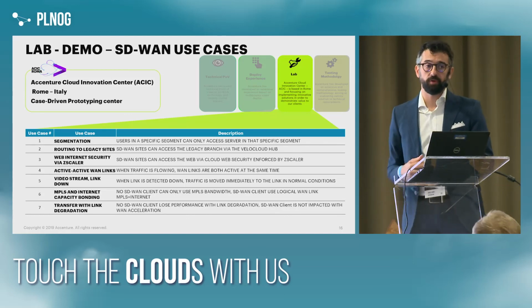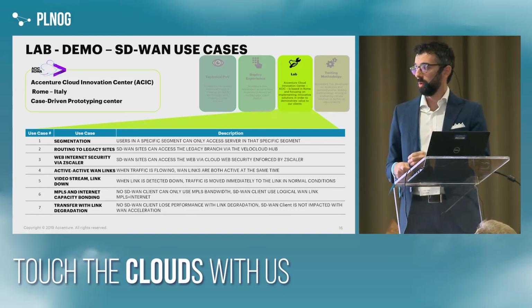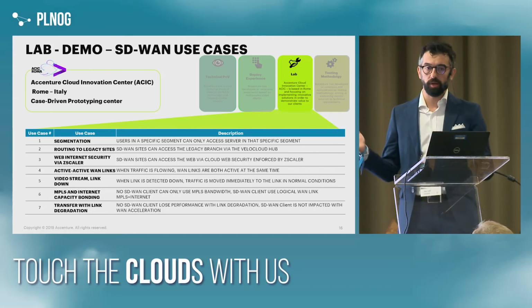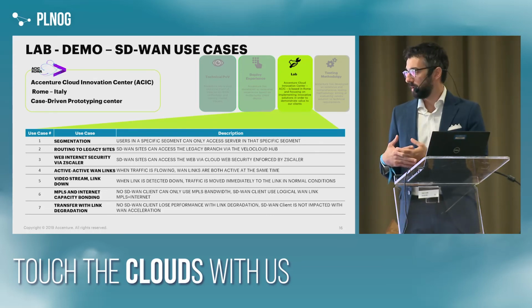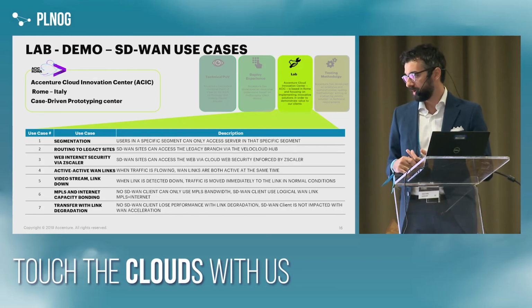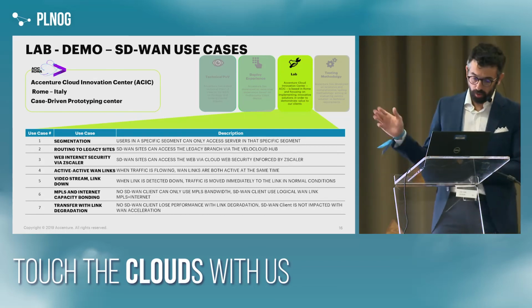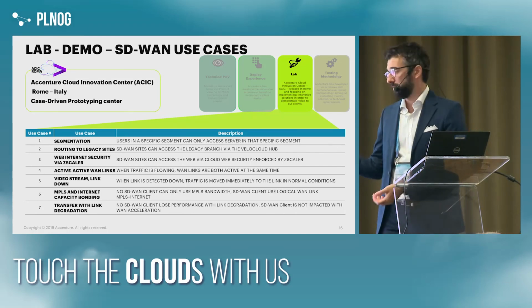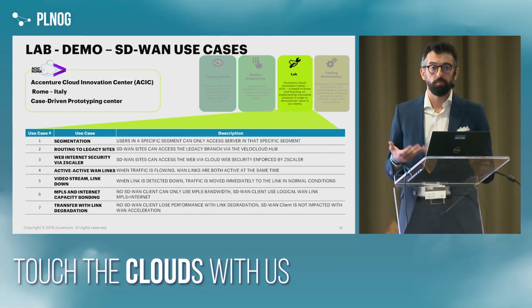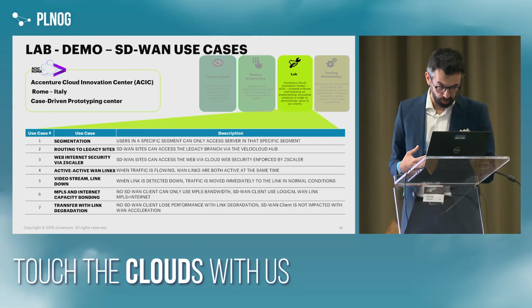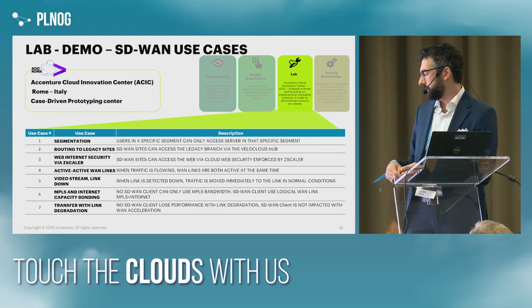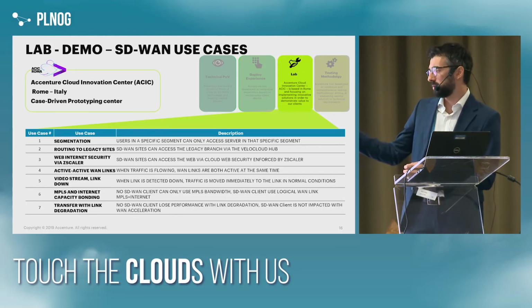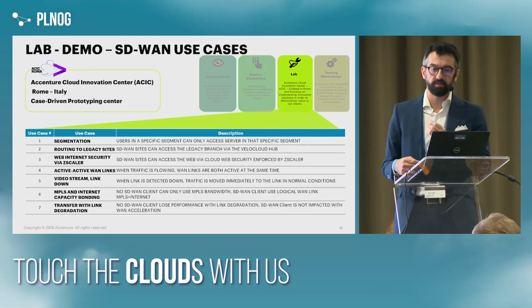Video stream, this one is very interesting. We stream a video, we remove one link, and we see that the user experience does not change. This means that the steering between the links is completely seamless to the end user. MPLS and internet capacity bonding, as I was saying before: we have 10 meg and 10 meg, and we can assign all 20 meg to one application. And the transfer with link degradation is similar to the video, but with a transfer: the client is not impacted if I have an issue.